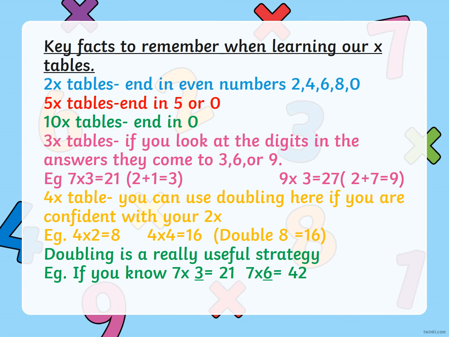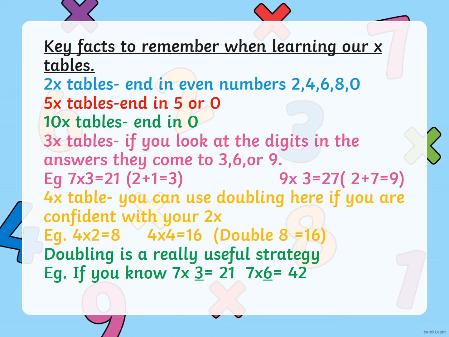So here are some important facts to remember when learning your times tables. When you do your 2 times tables, remember they end in even numbers, 2, 4, 6, 8 or 0. Your 5 times tables end in 5 or 0. Your 10 times tables end in 0.